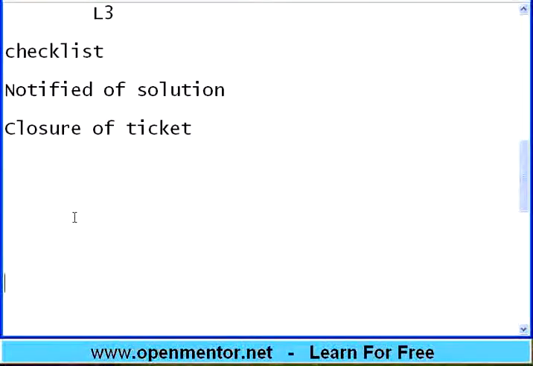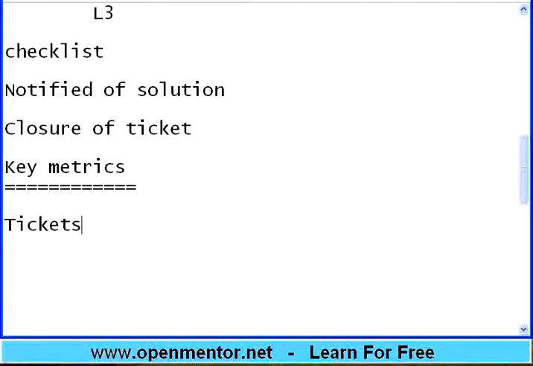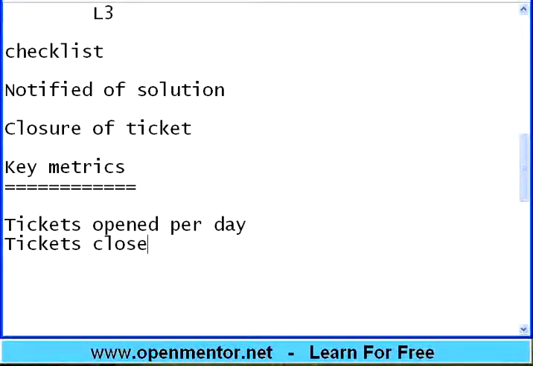Once this is done, then based on the closure, management will look at key metrics. Some of the metrics are tickets per day, tickets opened per day. If more tickets are opened, then that shows there's a problem in the product. Again, tickets closed per day, how many tickets you are able to solve. And then of course there is something called mean time to close.